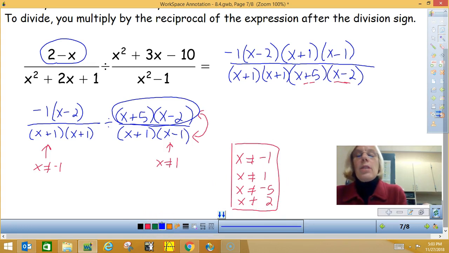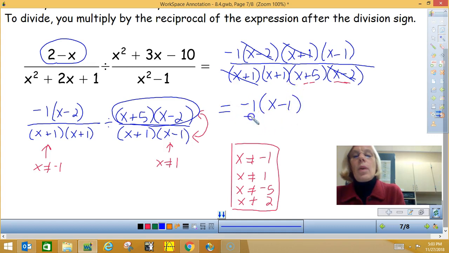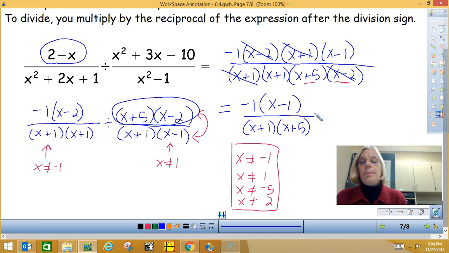Then I'm going to cancel factors. I can cancel a factor of x plus 1. And I can cancel a factor of x minus 2. And I'm left with negative 1 times x minus 1 over x plus 1, x plus 5. And we'll leave our answer in factored form.